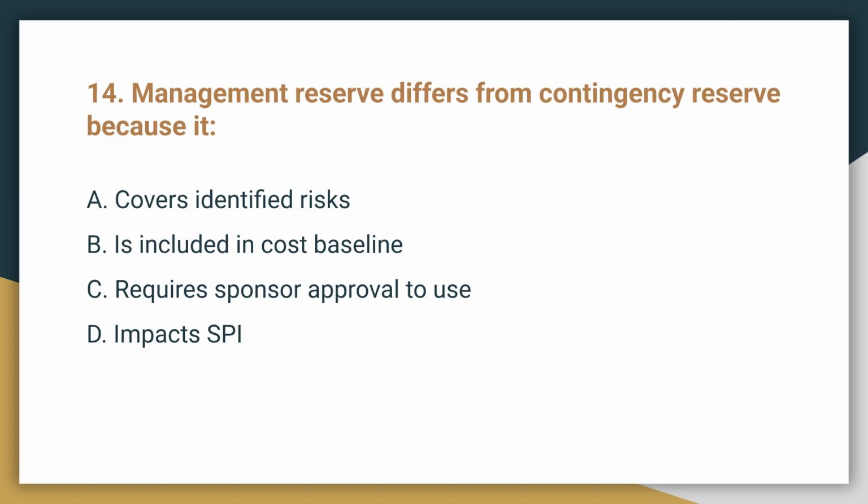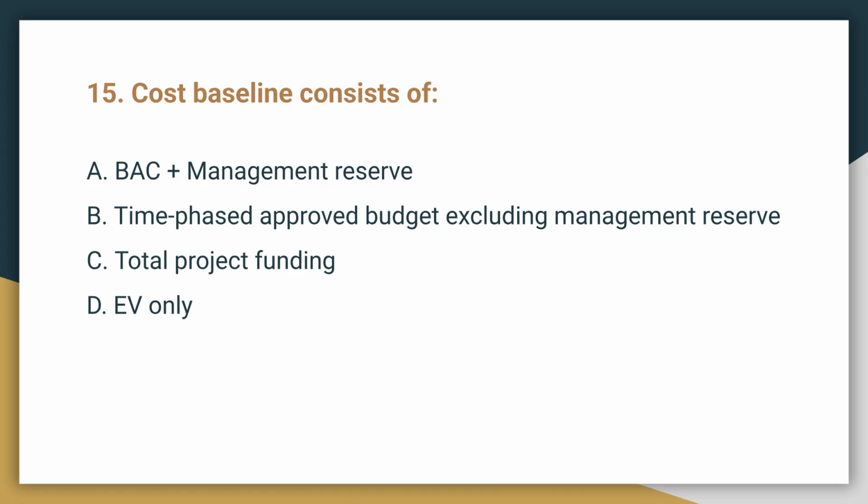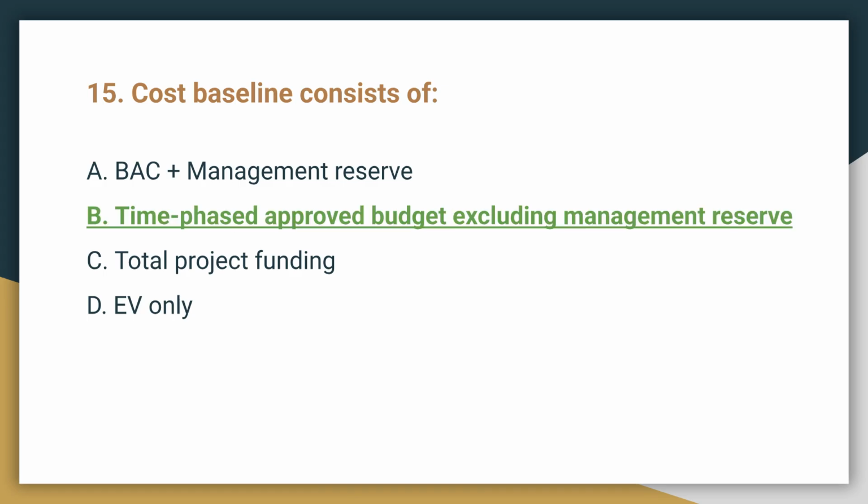Question 14. Management reserve differs from contingency reserve because the difference is C, it requires sponsor approval to use. Management reserve is outside the cost baseline and requires formal authorization. Question 15. The cost baseline consists of what? The cost baseline consists of B, the time-phased approved budget excluding the management reserve.